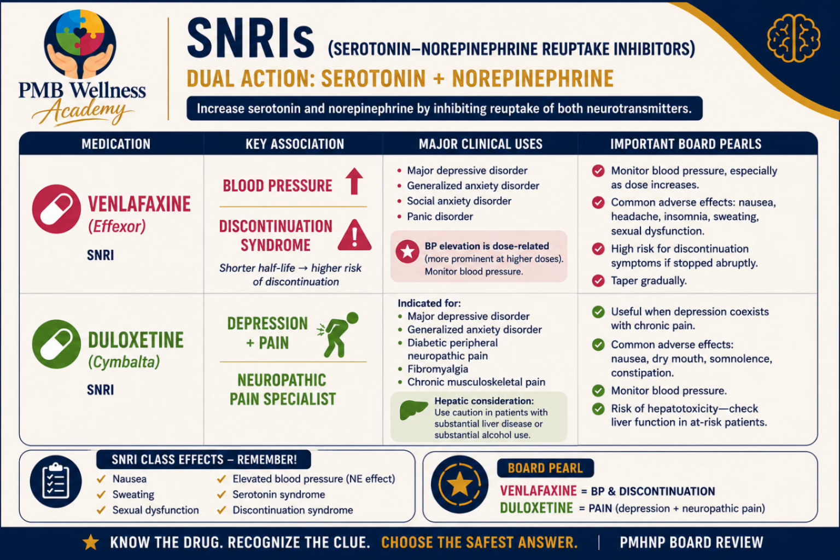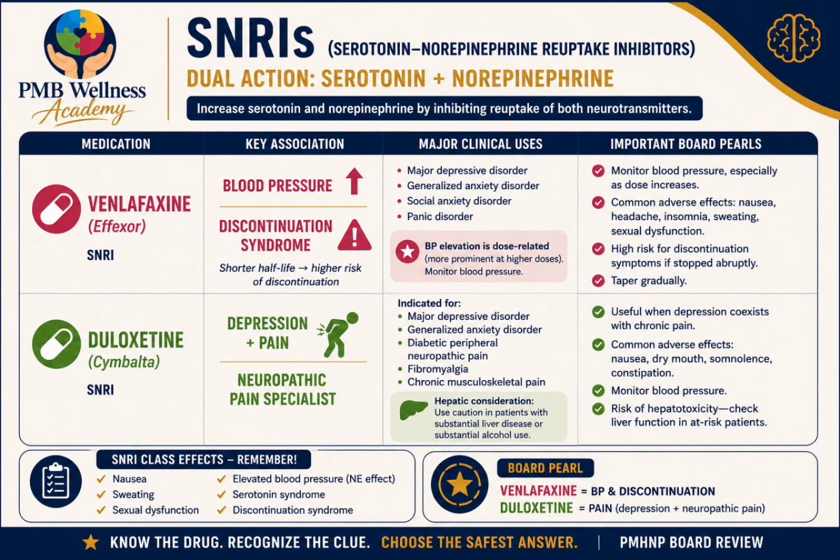Venlafaxine can produce dose-related elevations in blood pressure. Venlafaxine also has a relatively short half-life and is well known for producing antidepressant discontinuation symptoms when stopped abruptly. Patients may experience dizziness, nausea, anxiety, irritability, flu-like symptoms, insomnia, imbalance, or sensory disturbances, sometimes described as an electric shock sensation or brain zaps. A patient should generally be tapered rather than abruptly stopping venlafaxine. So what's important to remember with venlafaxine is elevated blood pressure and discontinuation symptoms.